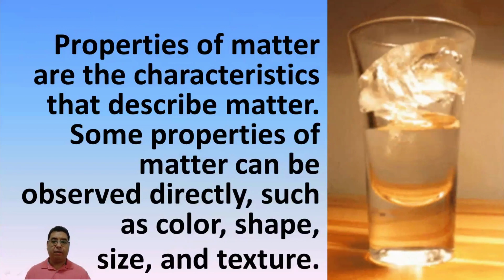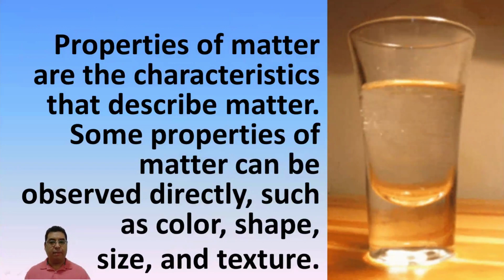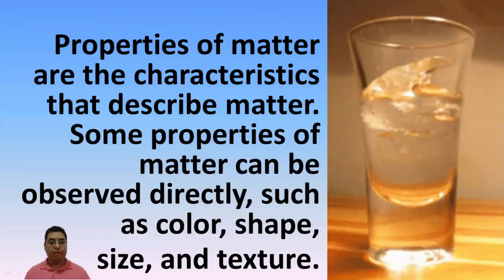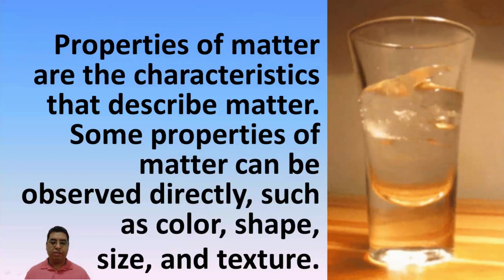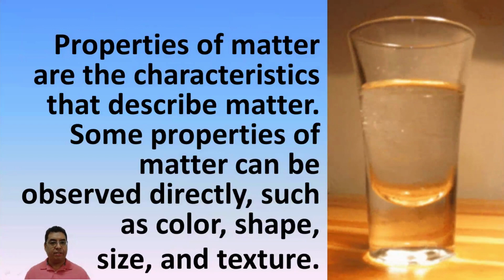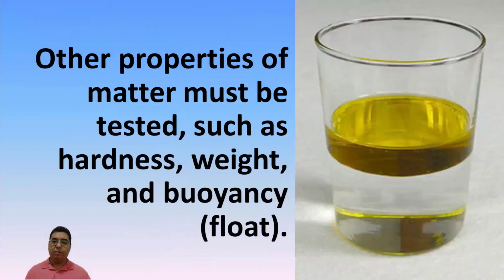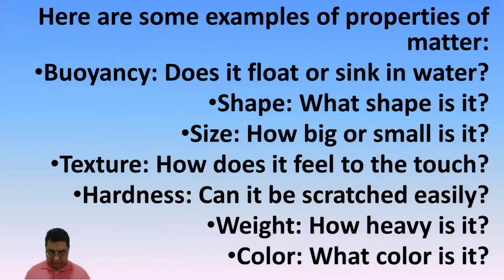Properties of matter are the characteristics that describe matter. Some properties of matter can be observed directly, such as color, shape, size, and texture. Other properties of matter must be tested, such as hardness, weight, and buoyancy, which is floating basically. Here are some examples of properties of matter.